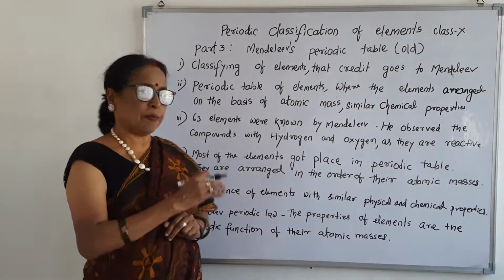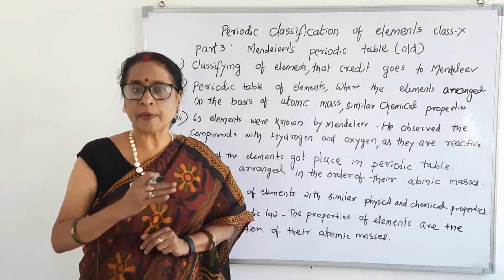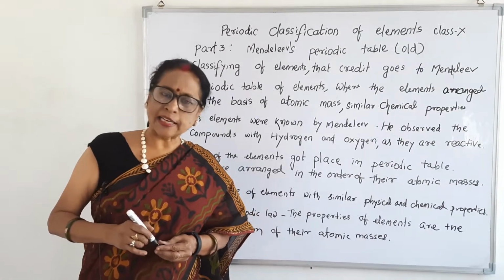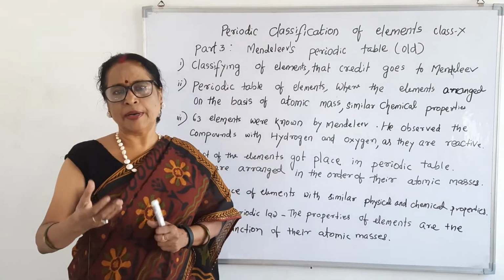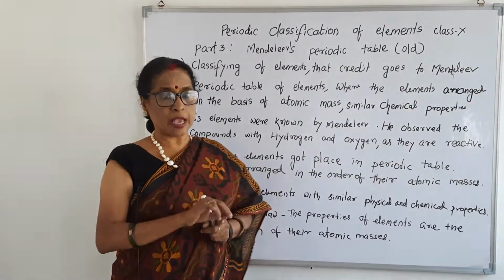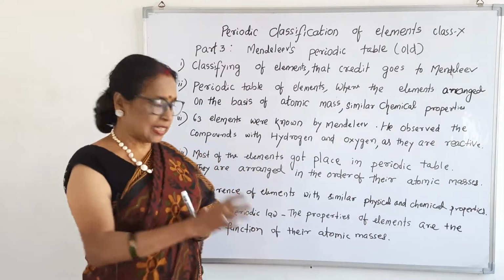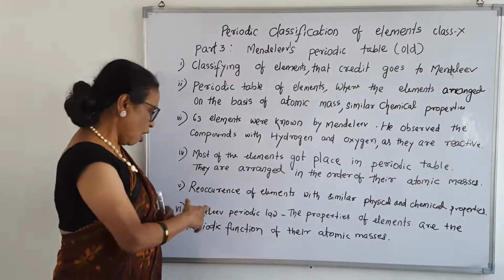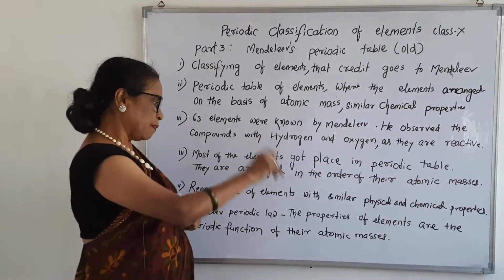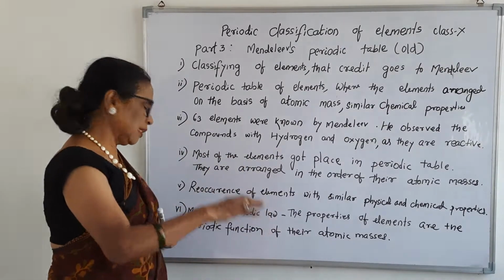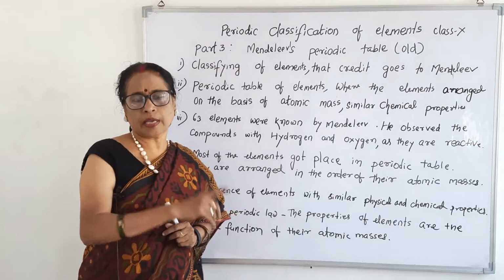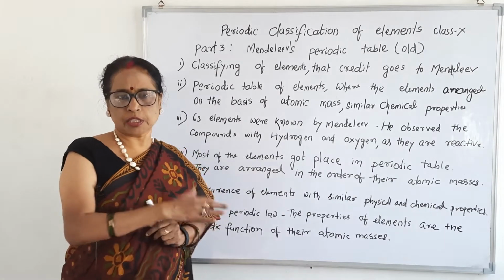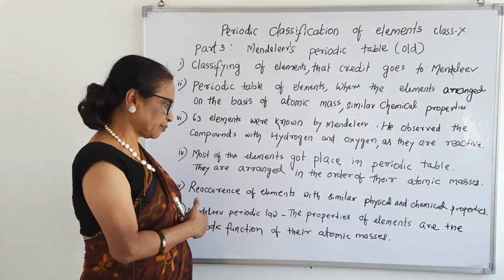He observed properties of elements are the periodic function of atomic mass. That means when you increase the atomic mass, again a new element comes to the same position if they have similar physical and chemical properties. That is called periodic function of the atomic mass. So what is periodic law? That is the old form of periodic law. The properties of elements are the periodic function of their atomic mass. Atomic mass is the correct word. Don't use atomic weight here.